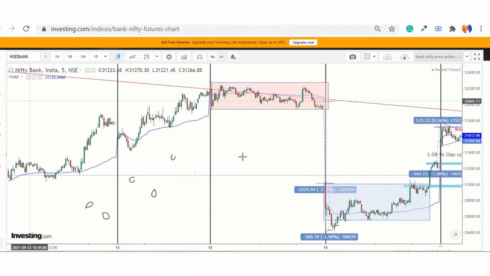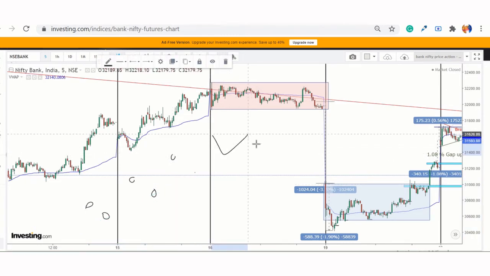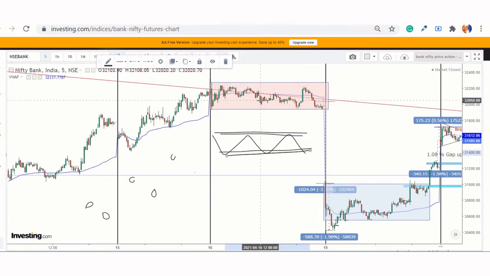The second type of trend is sideways. So price moves, or oscillates, between the same higher band price level and the same lower band price level. So this is the second type of trend.